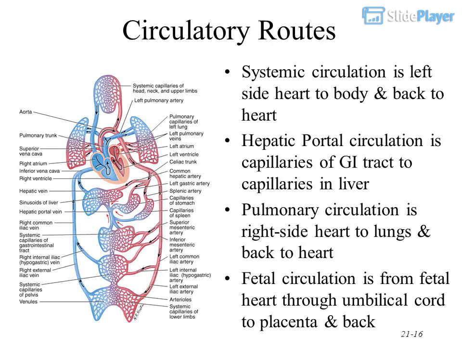Circulatory routes. Systemic circulation goes from the left side of the heart to the body and back to the heart. Hepatic portal circulation runs from the capillaries of the GI tract to the capillaries in the liver. Pulmonary circulation goes from the right side of the heart to the lungs and back to the heart. Fetal circulation goes from the fetal heart through the umbilical cord to the placenta and back.